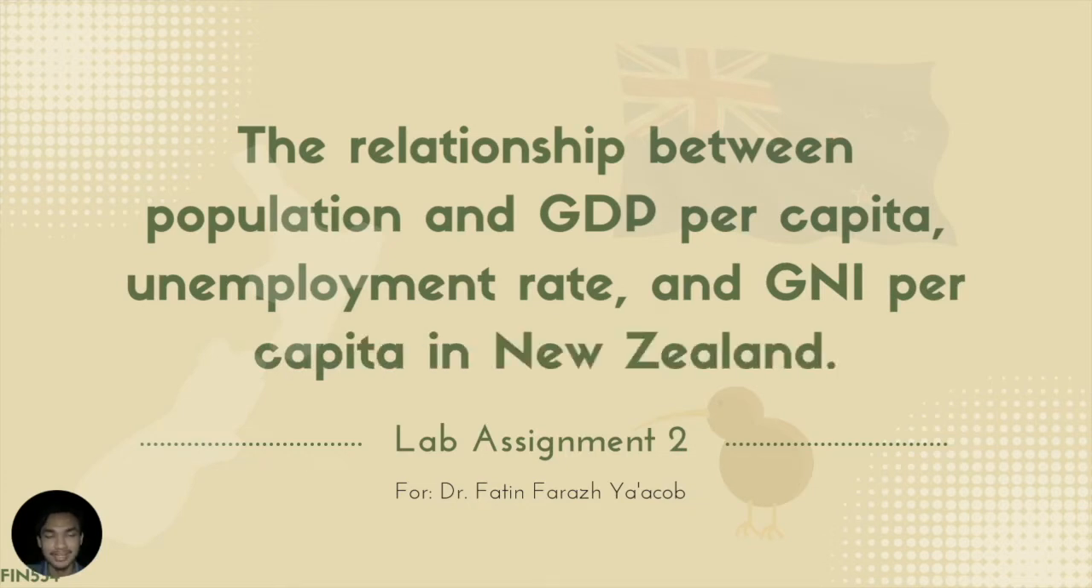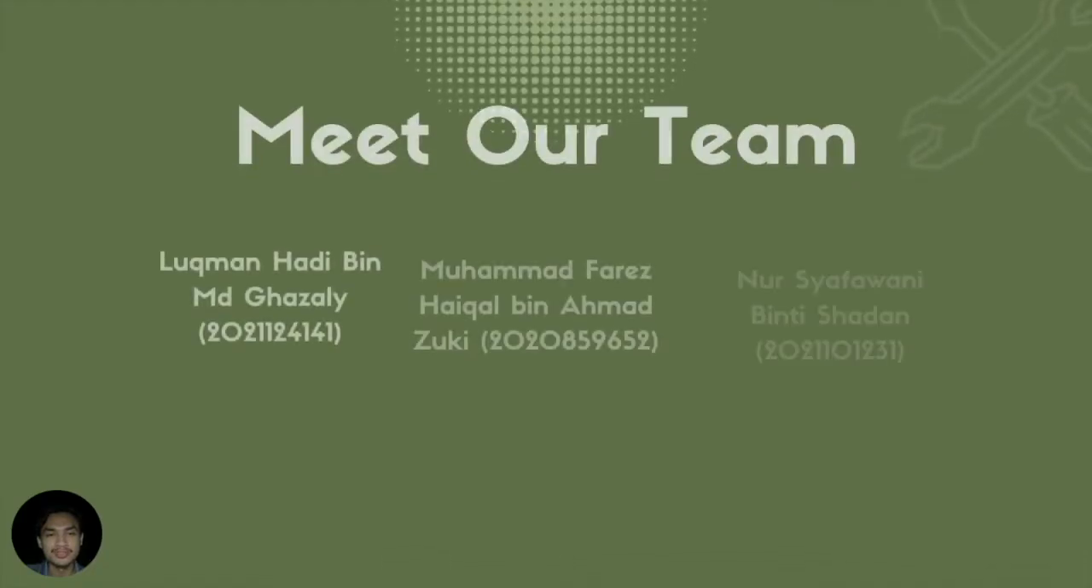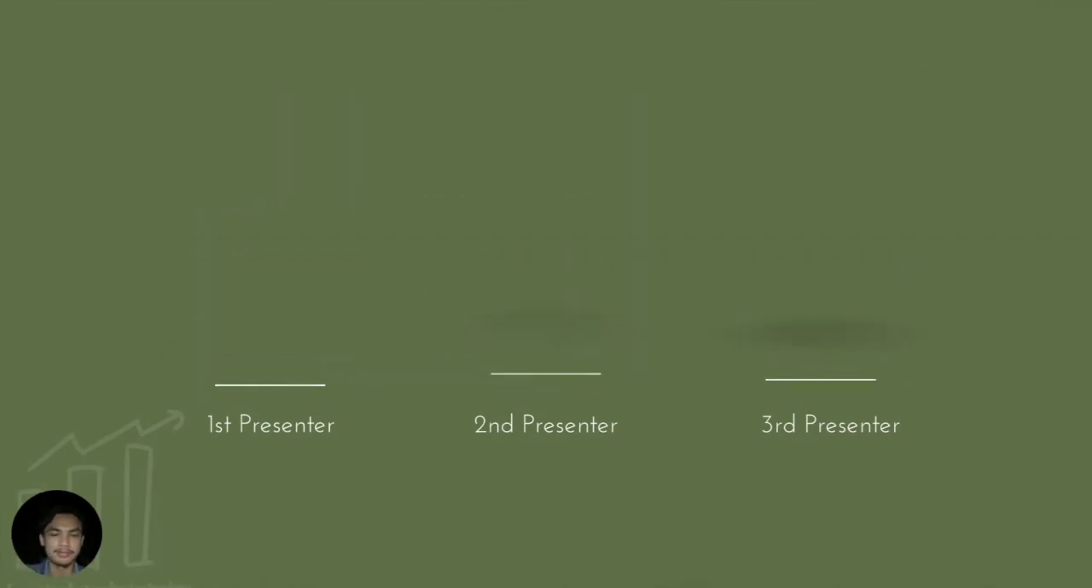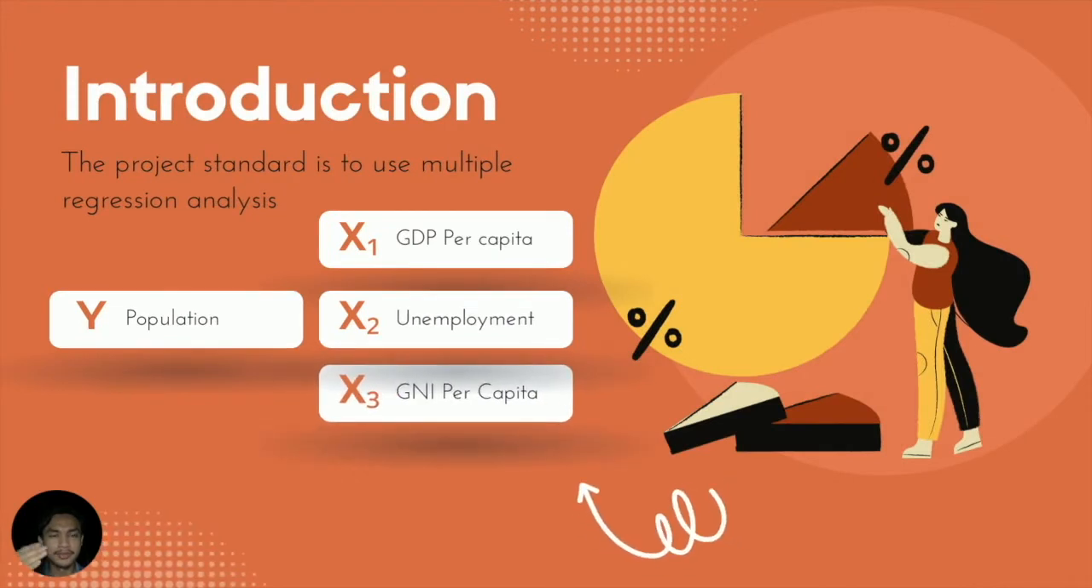So for today, we will be presenting our lab assignment 2, and the topic is the relationship between population, GDP per capita, unemployment rate and GNI per capita in New Zealand. Presenting today will be myself, Luqman Hadi, followed by Muhammad Faris, and we'll wrap up with Nur Shafawani.